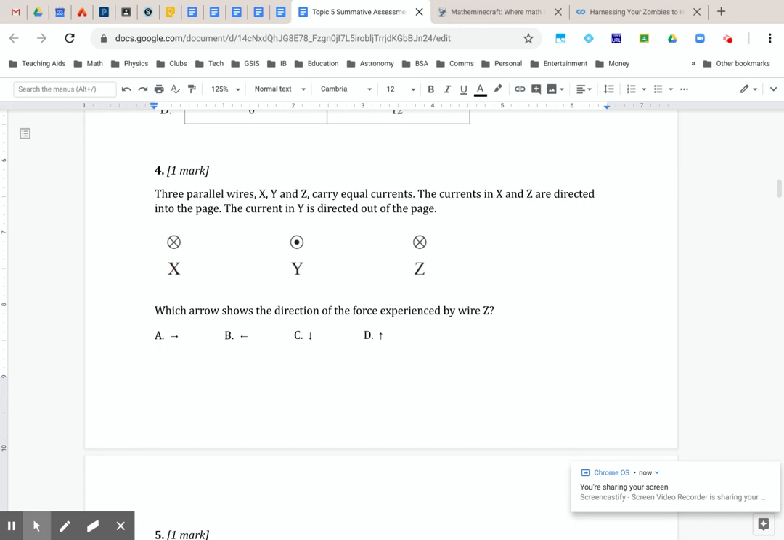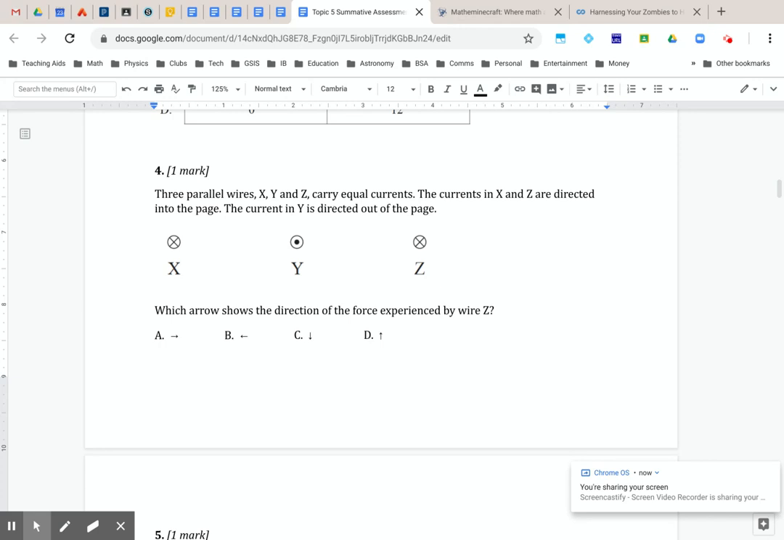The currents in X and Z are directed into the page, as you can see. And the current in Y is directed out of the page. Which arrow shows the direction of the forces experienced by wire Z? And we have our options: A to the right, B to the left, C down, and D up. So let's take a look at this problem.